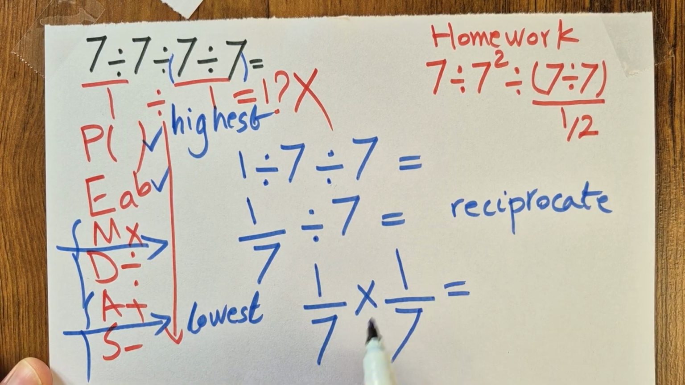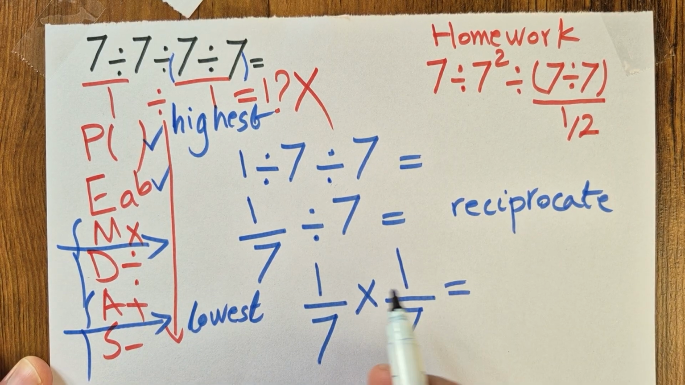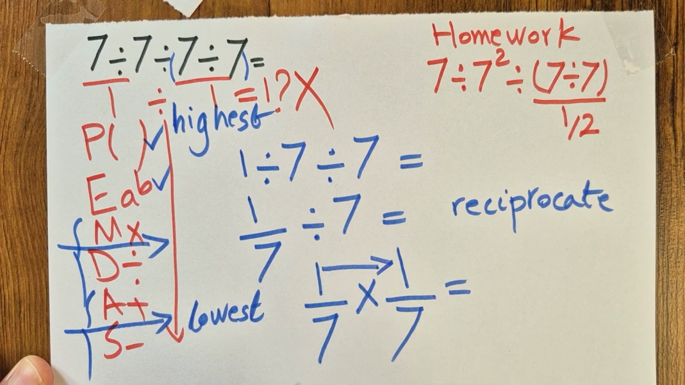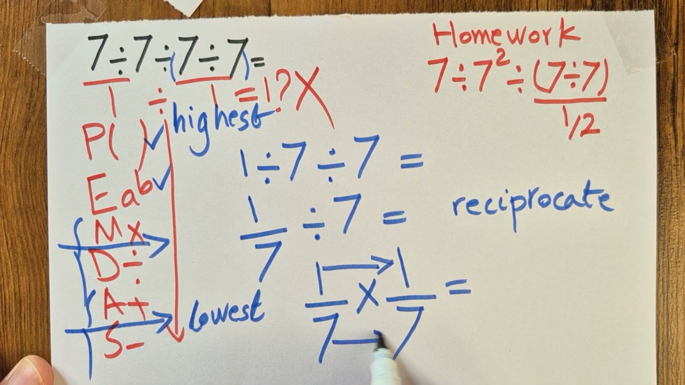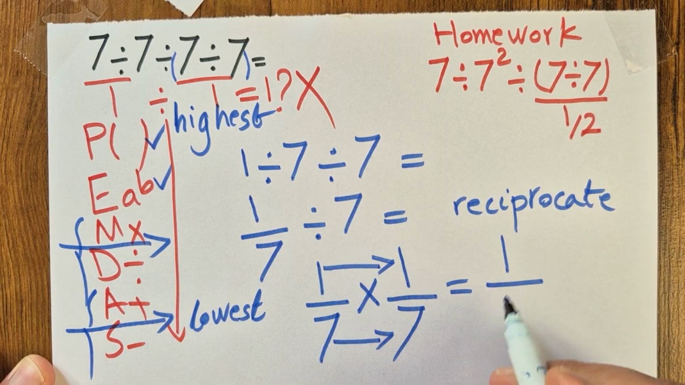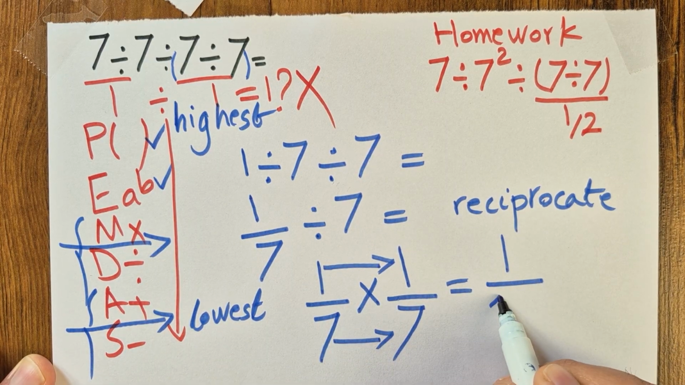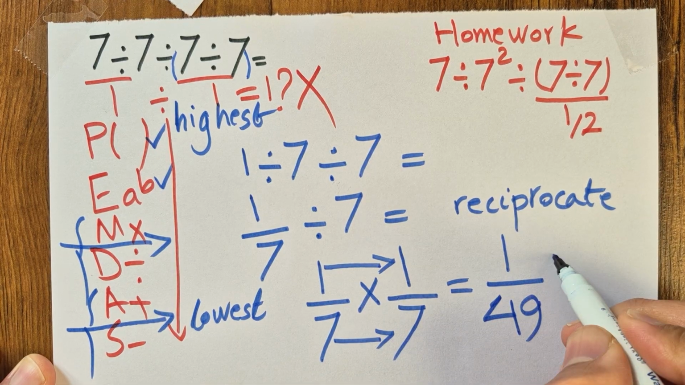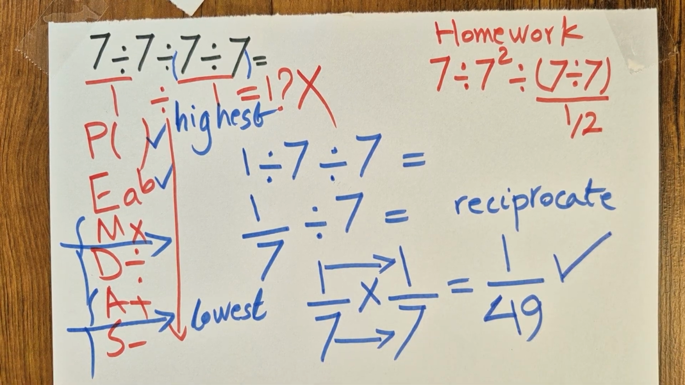So now we have just a multiplication of two fractions. Multiply the numerators and multiply the denominators. 1 times 1 gives us 1. 7 times 7 gives us 49. And that's the final and correct answer.